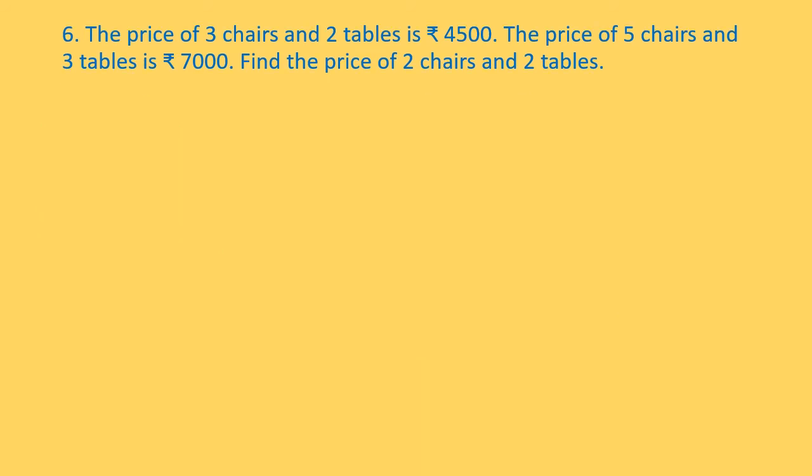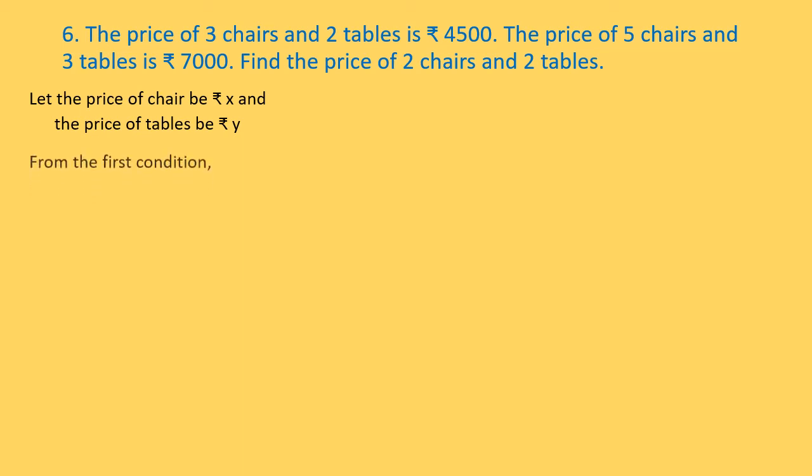Now let us see how we are going to solve this sixth question. So we'll say let the price of the chair be x and the price of tables be y. Now according to the first condition, since there are three chairs, the cost of three chairs will be 3x and the cost of two tables will be 2y. So 3x plus 2y will give us 4,500.